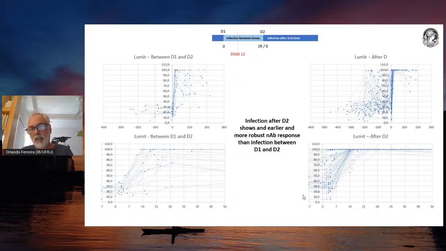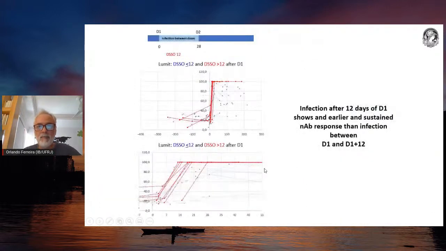So we believe that the rapid response of the neutralizing antibody upon reinfection warrants that this individual may not have a serious, severe disease. So this is another data.